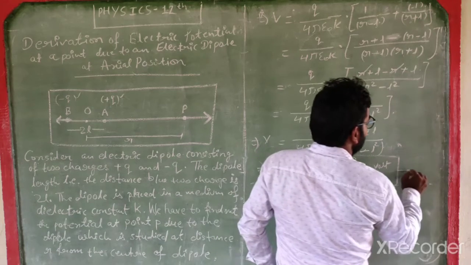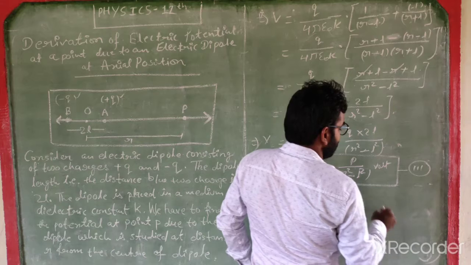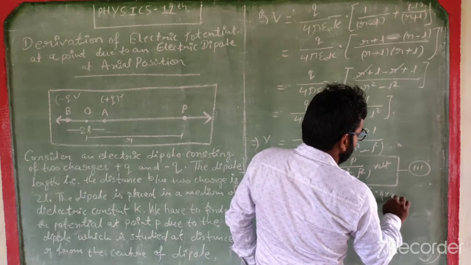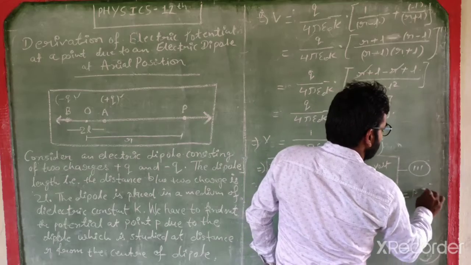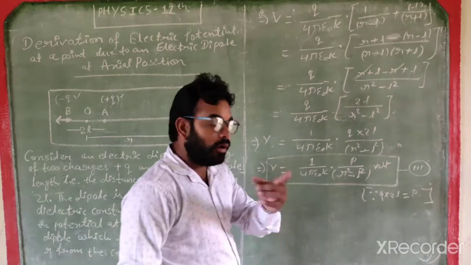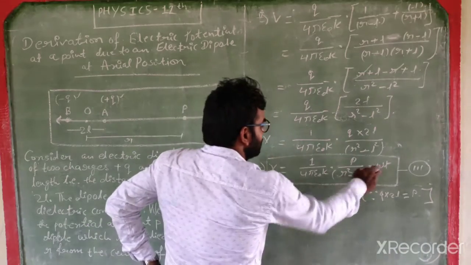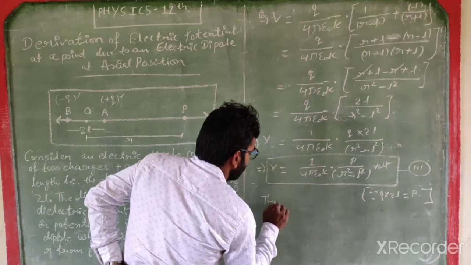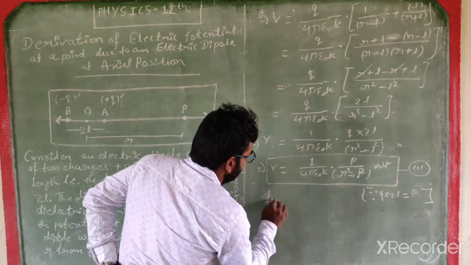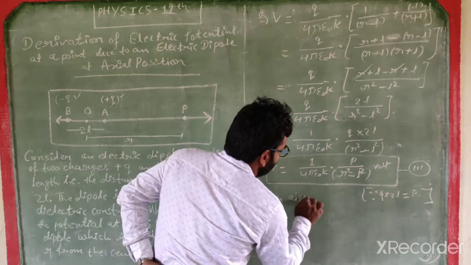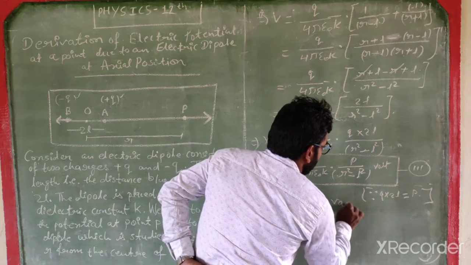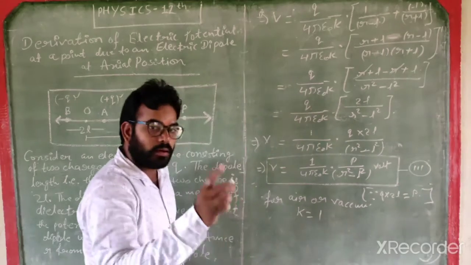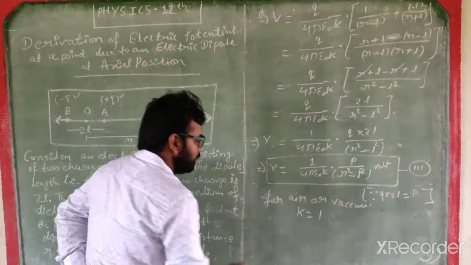This is P, the electric dipole moment. This is for air or vacuum. Air or vacuum, K is equal to 1.